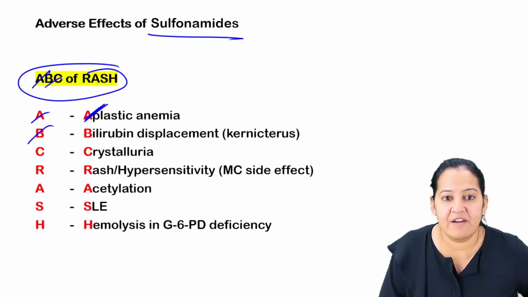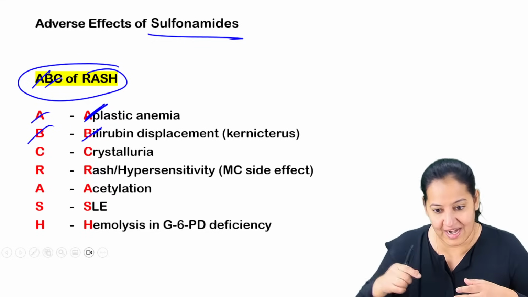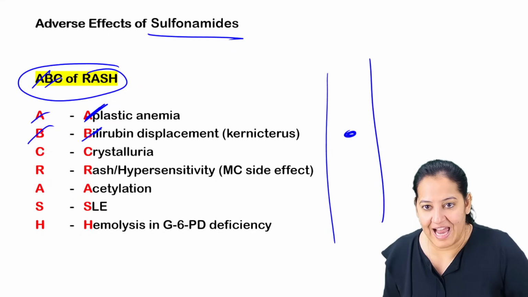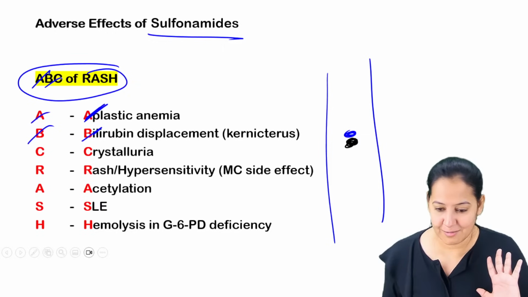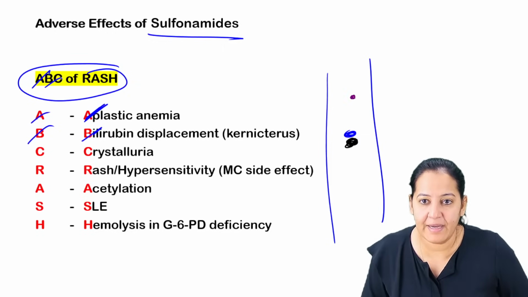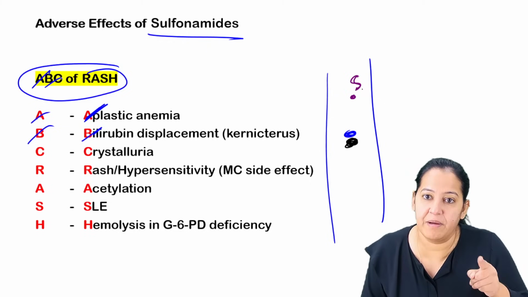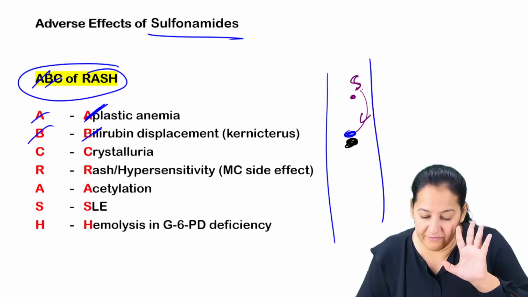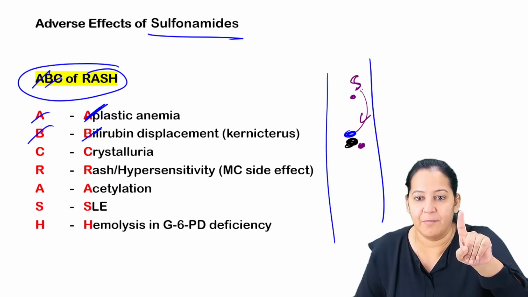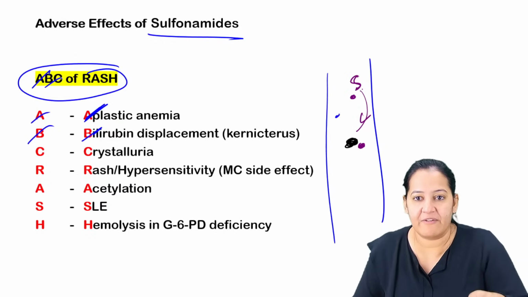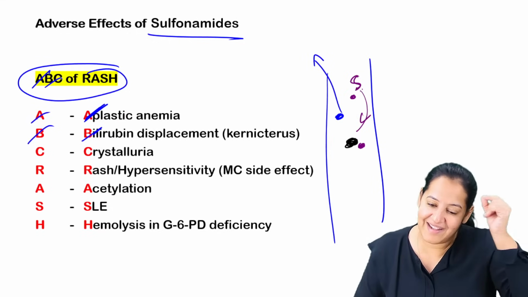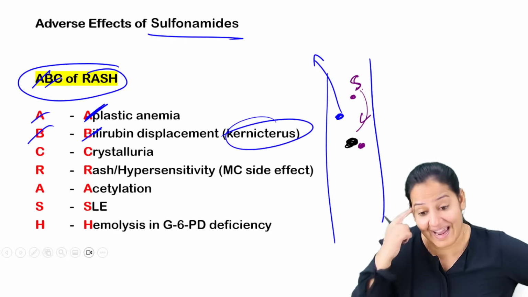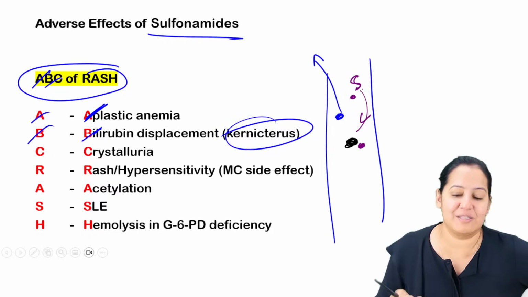B stands for bilirubin displacement. Normally bilirubin, this is a blood vessel, this is bilirubin. Bilirubin binds with the albumin. Normally this is conjugated bilirubin, it is bound with the albumin. Now, if you give sulfonamide, sulfonamide has more affinity for albumin. So ये जाके bilirubin को धक्का मारेगा. It will displace, कि तू हट मैं bind करूँगा. So it will push the bilirubin and bind with the albumin. So basically the bilirubin gets free. The free bilirubin will enter the brain and damage the basal ganglia in the brain. That is kernicterus. So this is bilirubin displacement that is causing kernicterus.